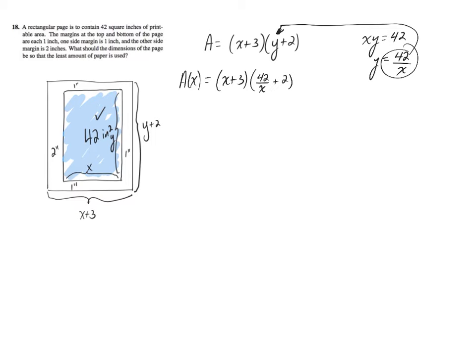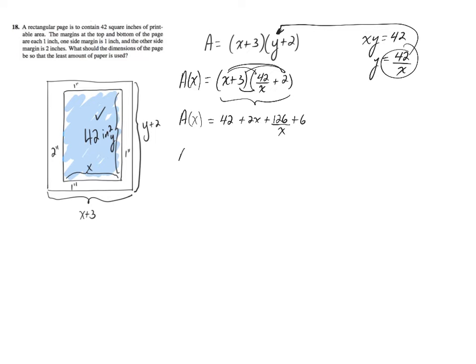If we just take the derivative, set it equal to 0, and get some critical numbers for ourselves, we'll be in business. One thing we can do is go ahead and simplify this, or FOIL out those two binomials, and we'll see what we get. We'll get a cleaner function. The first, x times 42 over x, is simply 42. x times 2 is 2x. The insides, we get 3 times 42 over x. 3 times 42 is 120 plus an extra 6, so we'll say 126 over x, and then 3 times 2 is 6.